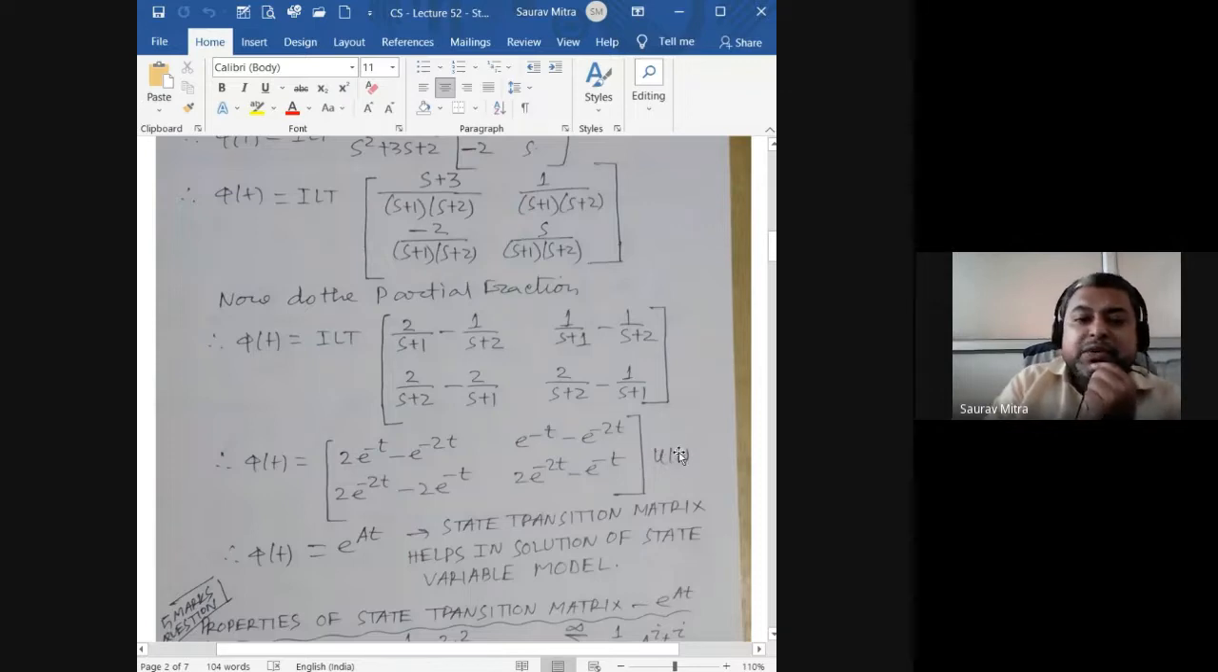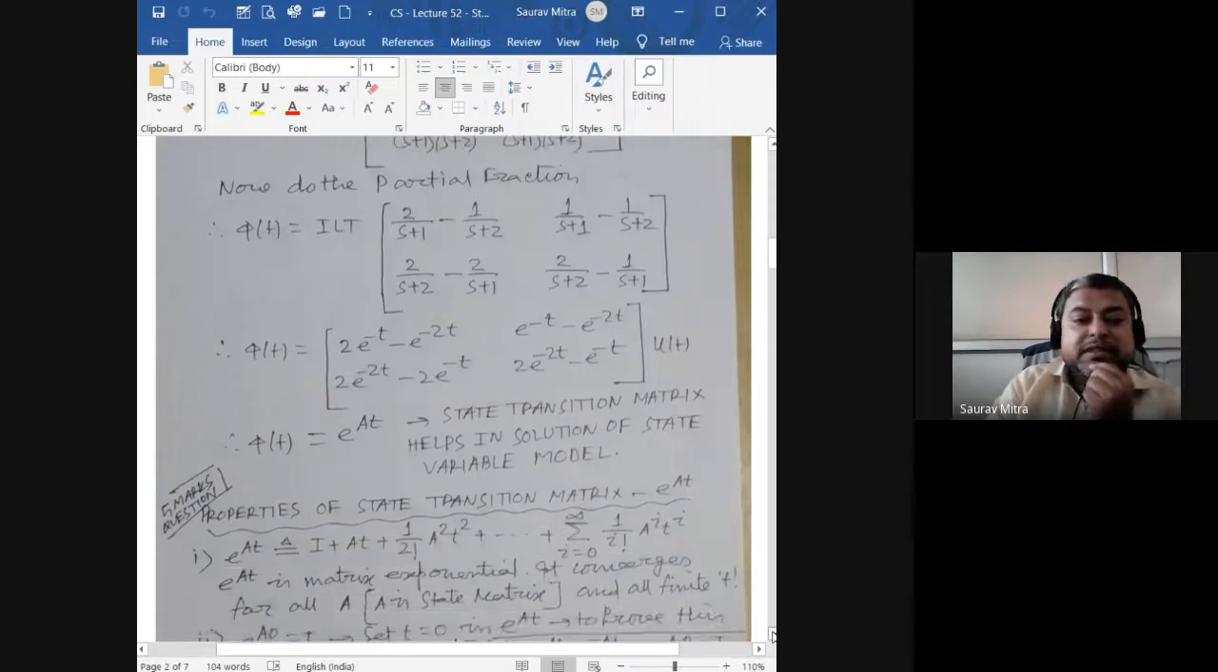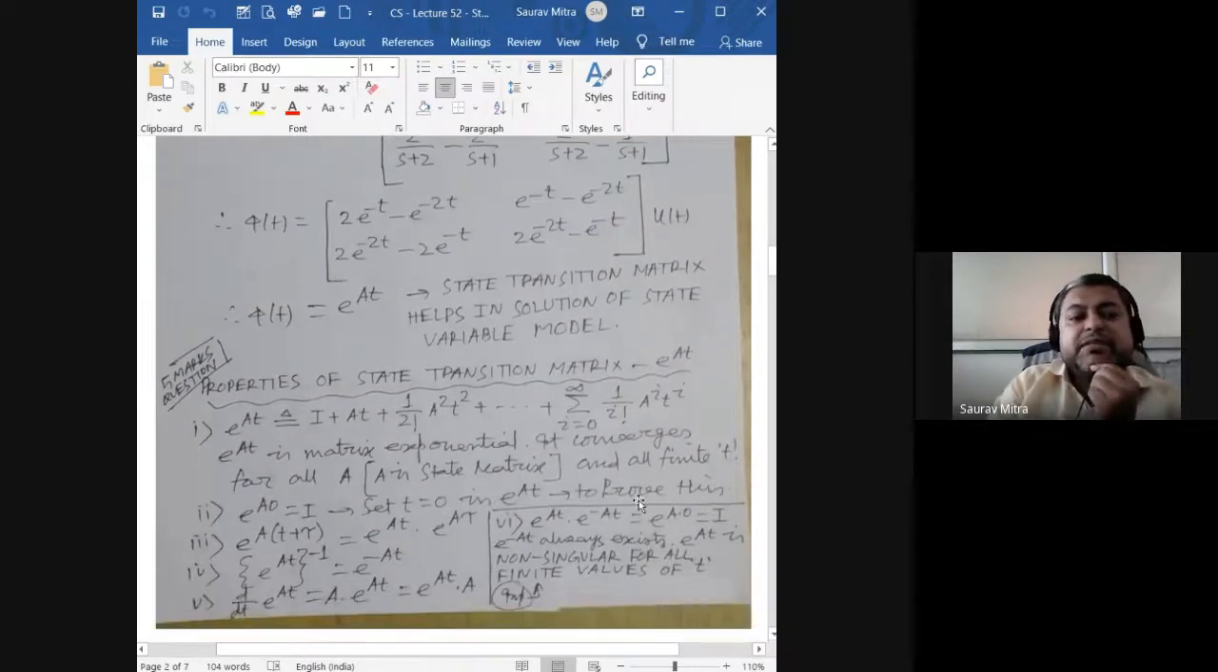Why am I writing u(t)? The significance is that it is a causal function. That means I am trying to show that the phi t, or state transition matrix, is actually a causal function. So this is how you are supposed to find phi t, and finally you write phi t equals e raised to at. This is the state transition matrix. It helps in the solution of the state variable model.